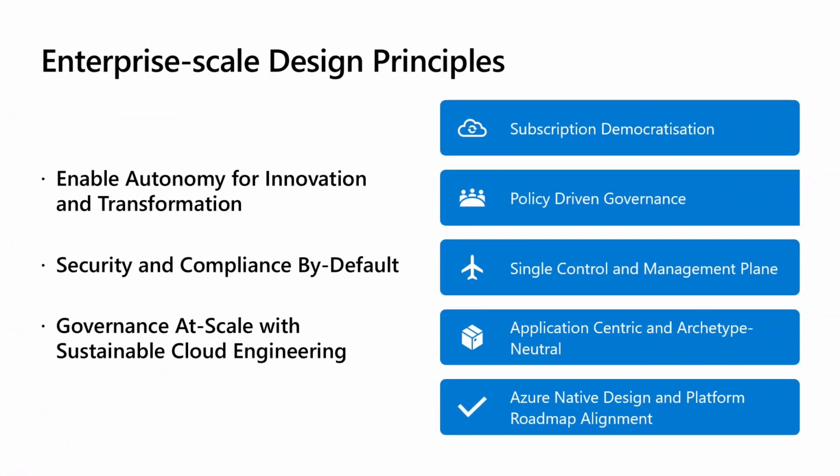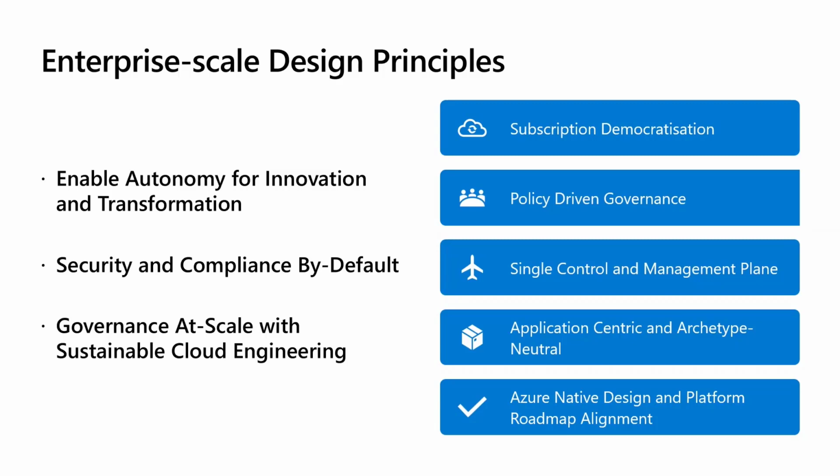Good. Now let's deep dive into the design principles. As you can see here, the enterprise scale architecture is based on the following 5 design principles. The first one is subscription democratization, which basically means Azure subscriptions should be used as a unit of management, as a unit of scale, as a unit of security, and so on. So it supports business areas and portfolio owners to accelerate application migrations.